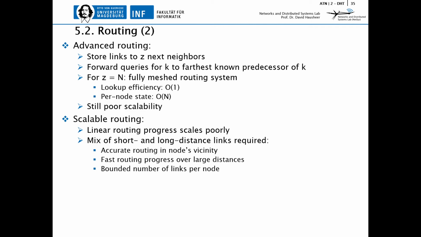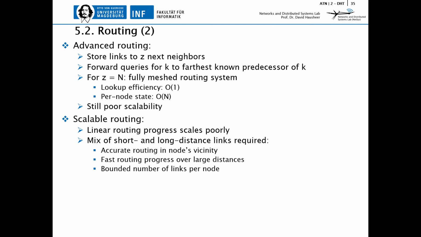In such a case, the lookup efficiency is really good. We have a constant lookup efficiency because we just need one hop, and then we find the result of a particular query. However, the node state in this case increases linearly because we need to maintain links to all the other nodes in the network. And so the scalability in this case is still poor.